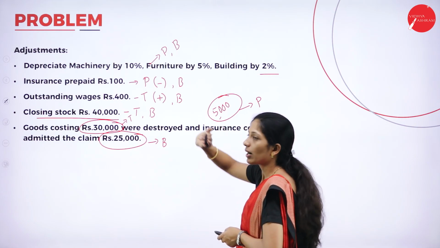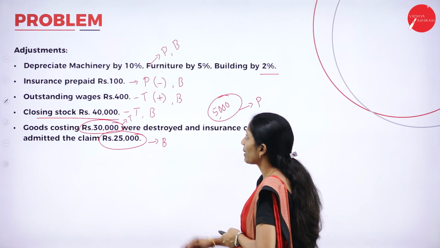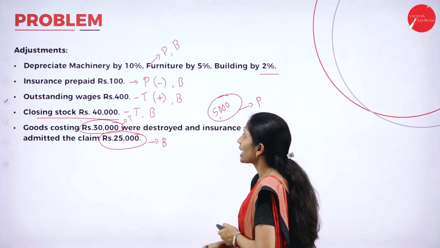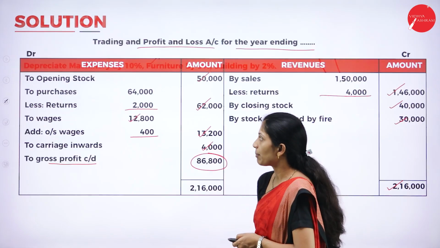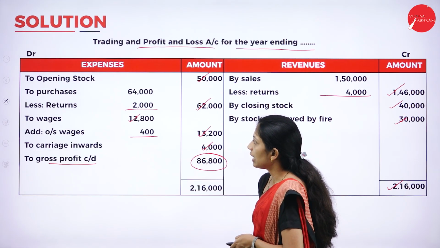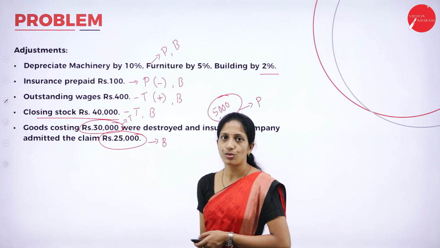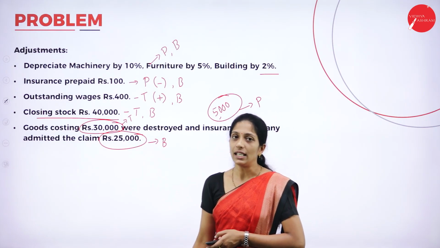Depreciation and insurance prepaid will be recorded on the asset side of the balance sheet. Insurance prepaid is also an asset. Outstanding wages is a liability, so we have to take outstanding wages 400 on the liability side. Next, closing stock is an asset, whereas goods destroyed we will also take on the asset side. Now we are done with all the liabilities.